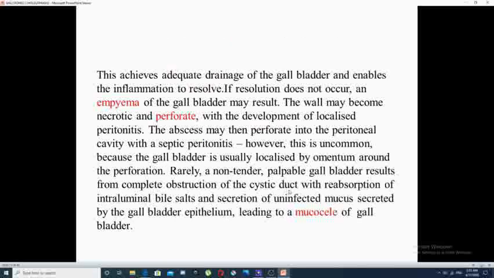If resolution does not occur, an empyema of the gallbladder may result, which means the gallbladder is filled with pus, or the gallbladder may become necrotic and perforate with the development of peritonitis. An abscess may then perforate into the peritoneal cavity, which may end with septic peritonitis.